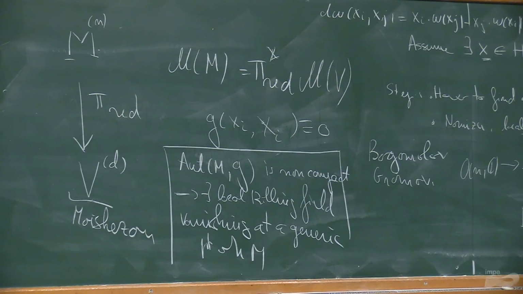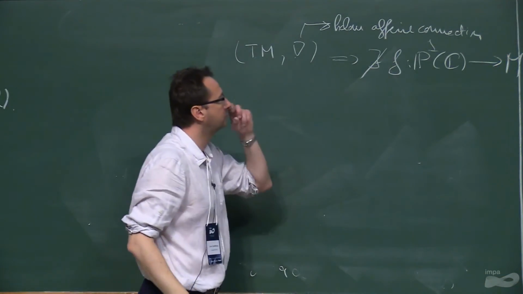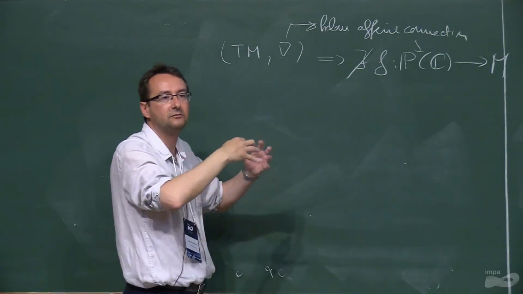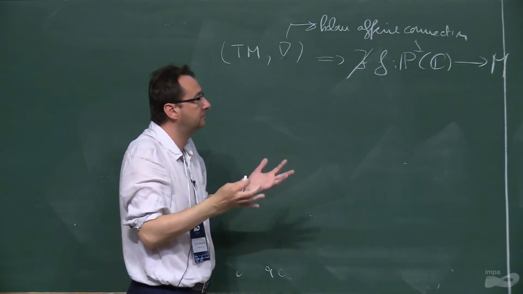But if TM, the holomorphic tangent bundle of a manifold, admits a holomorphic affine connection, this implies that you don't have copies of P1 of C into M which are non-constant. You don't have non-constant rational curves in M. And this is very easy.